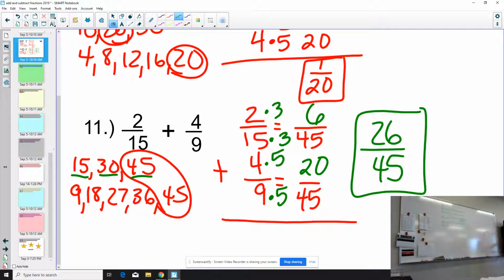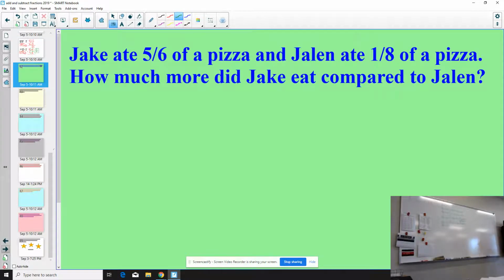All right, so next we're going to look at some word problems. And sometimes the hardest part about the word problems is trying to decide, should I add or subtract? So looking at this problem, it says Jake ate 5/6 of a pizza and Jalen ate 1/8 of a pizza. How much more did Jake eat compared to Jalen? They want to know how much more. So how much bigger is 5/6 compared to 1/8? Do you think we should add or subtract?